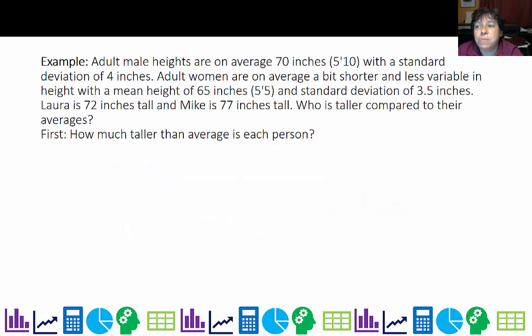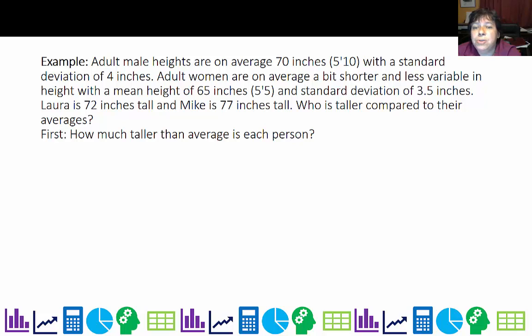So in this example, adult males are on average 70 inches with a standard deviation of 4 inches tall. Adult women are on average a bit shorter and less variable in height with a mean height of 65 inches and a standard deviation of 3.5 inches. Laura is 72 inches tall and Mike is 77 inches tall. Who is taller compared to their group?